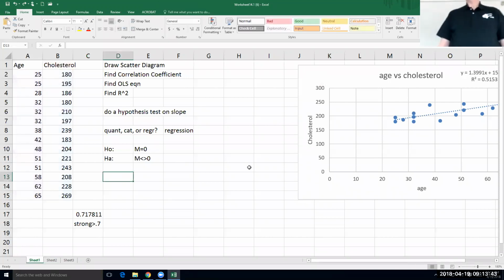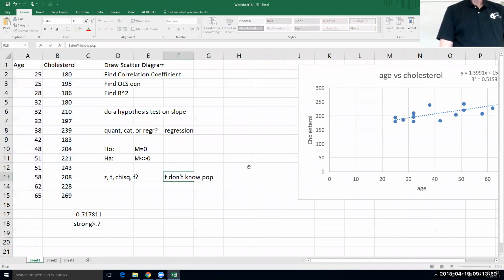Now, what's the next question? What type of test? Is it a Z, a T, a chi-square, or an F? It's a T, and how do you know? Don't know population standard deviation.